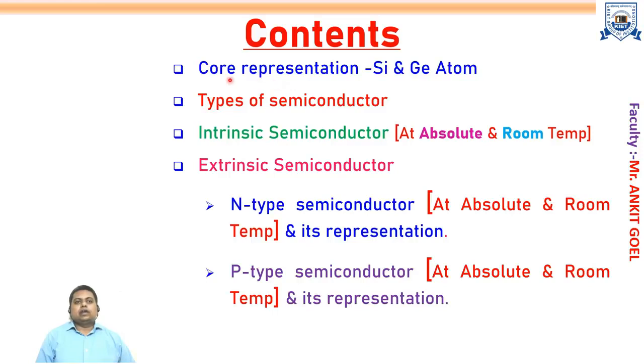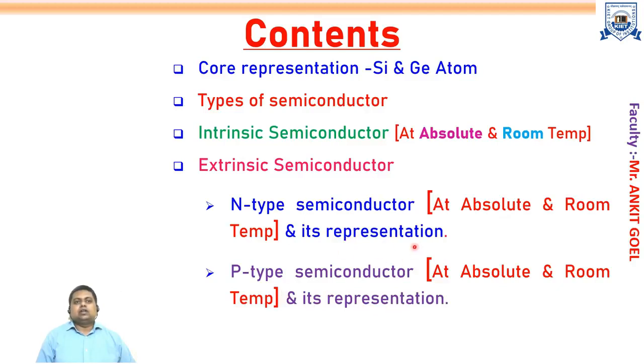We will briefly revise the core representation of the silicon and germanium atom. Then we will discuss the different types of semiconductor. We will see how the intrinsic semiconductor behaves at absolute temperature and room temperature. Similarly, for the extrinsic semiconductor, we will see both N-type and P-type semiconductor, and how they behave at absolute and room temperature. Also, we will see how the N-type and P-type semiconductors are represented.